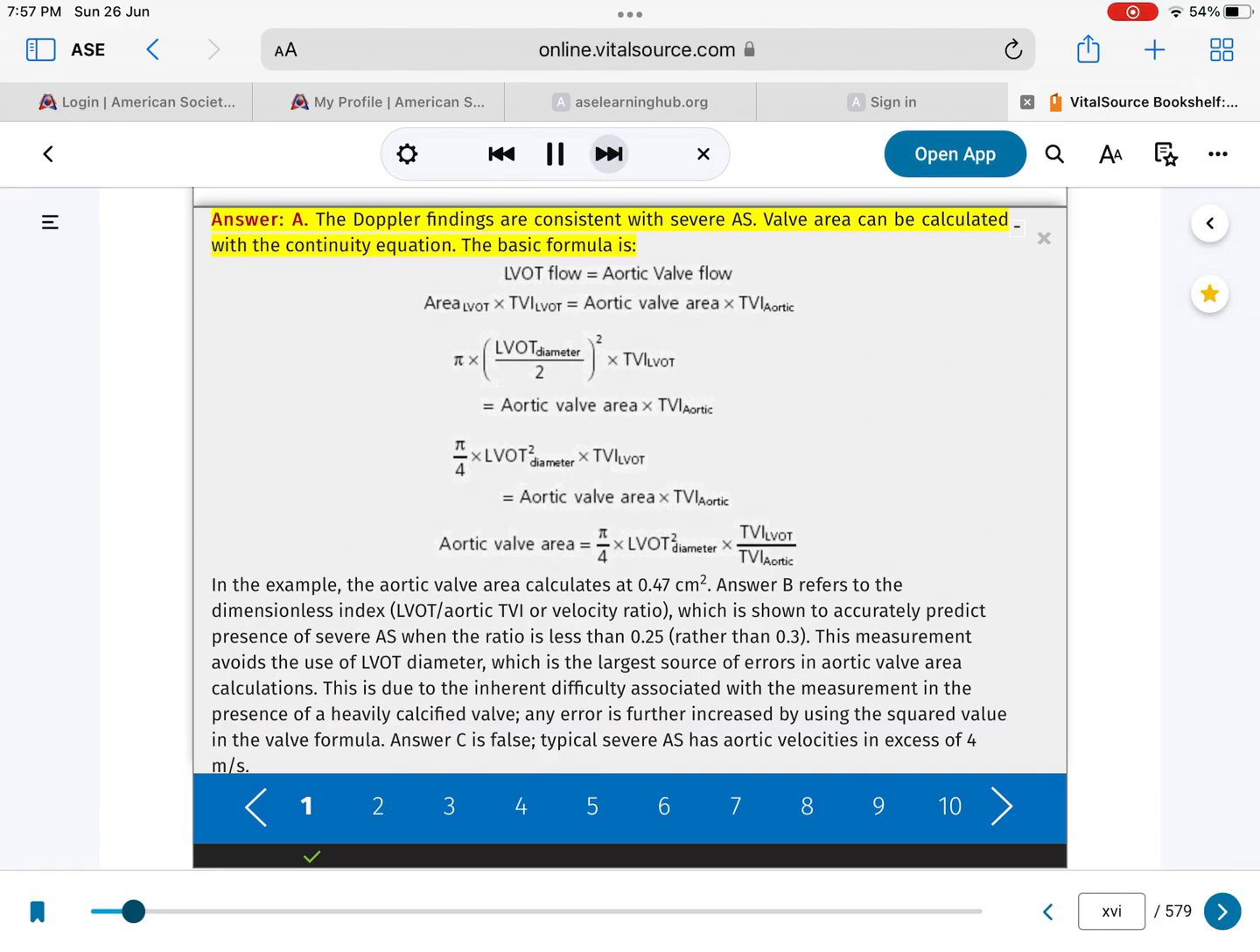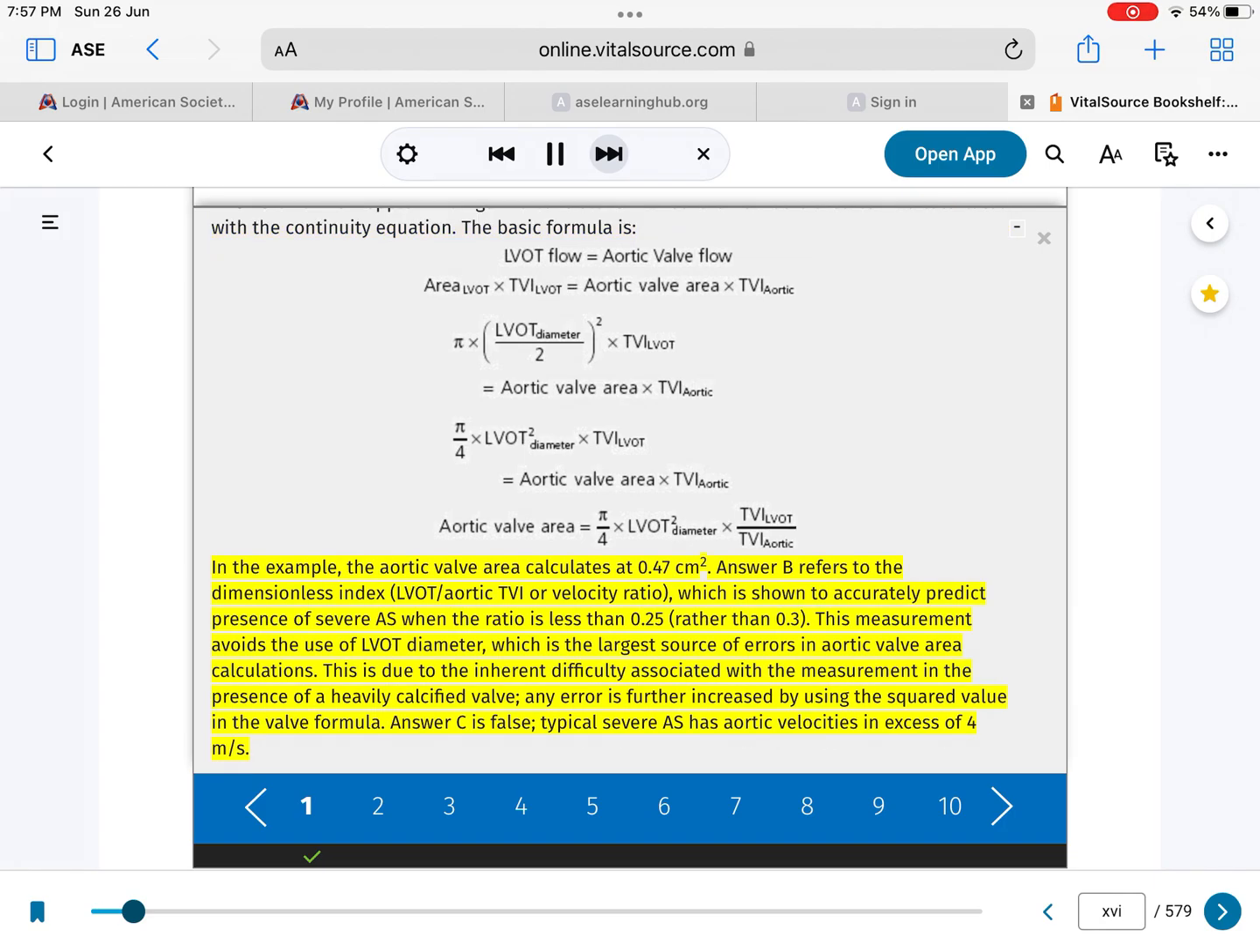Answer: A. The Doppler findings are consistent with severe AS. Valve area can be calculated with the continuity equation. The basic formula is: in the example, the aortic valve area calculates at 0.47 square centimeters.